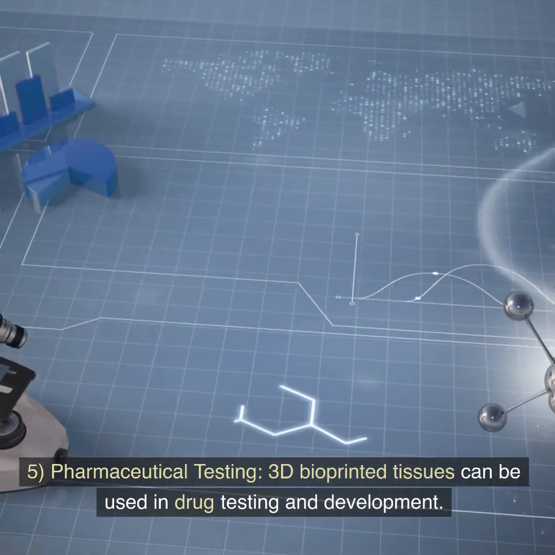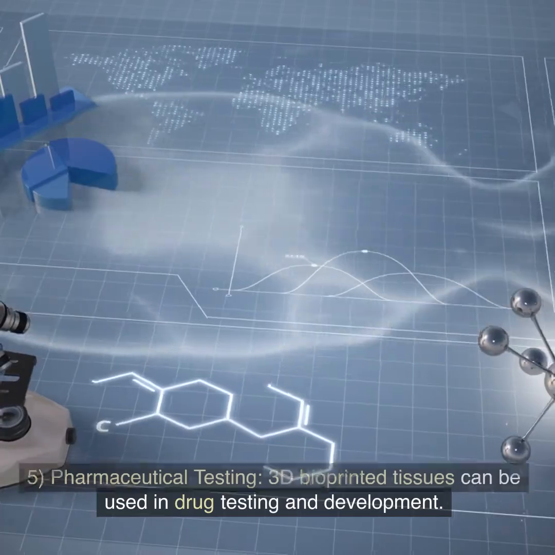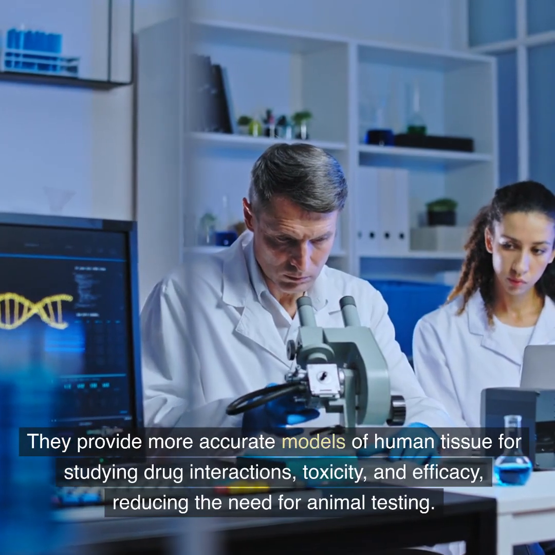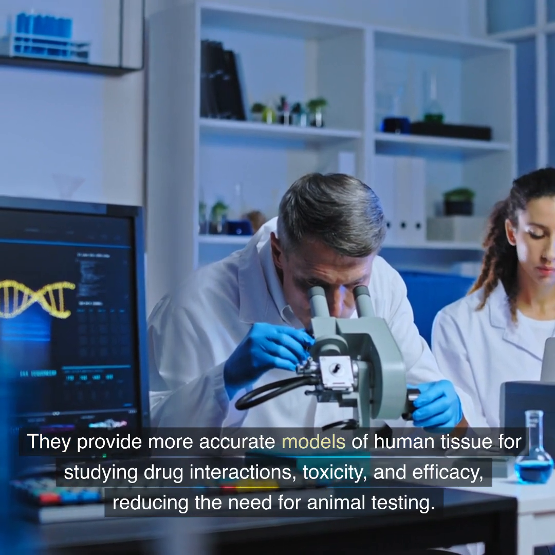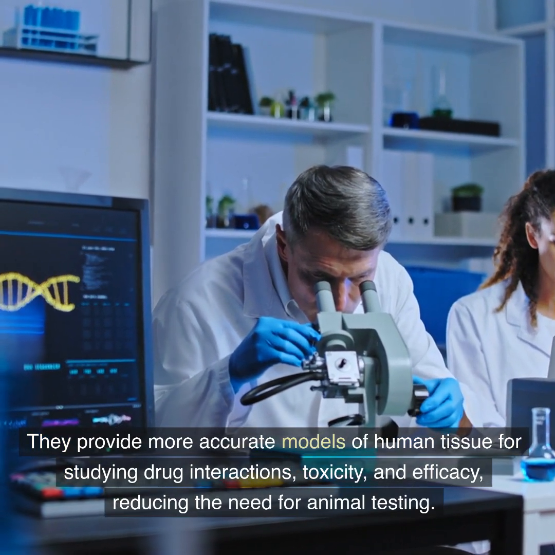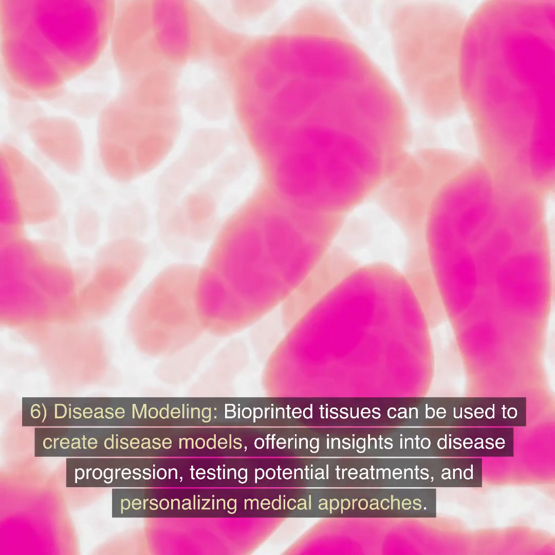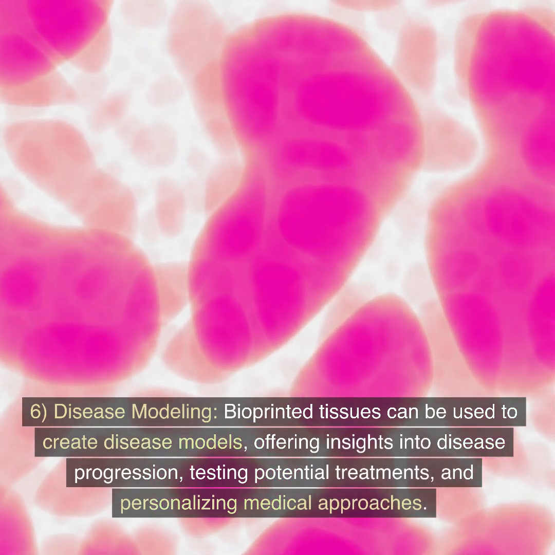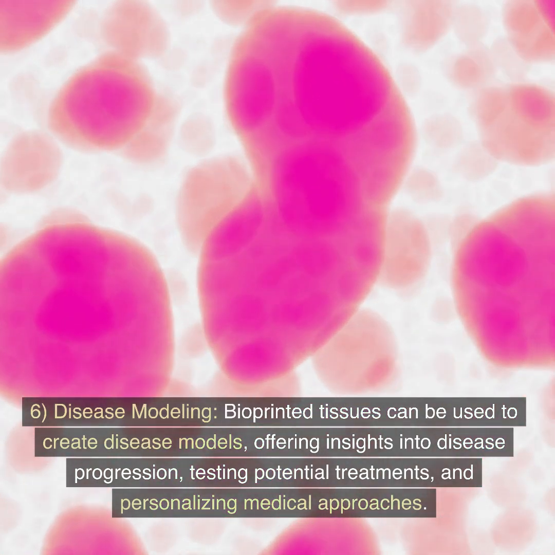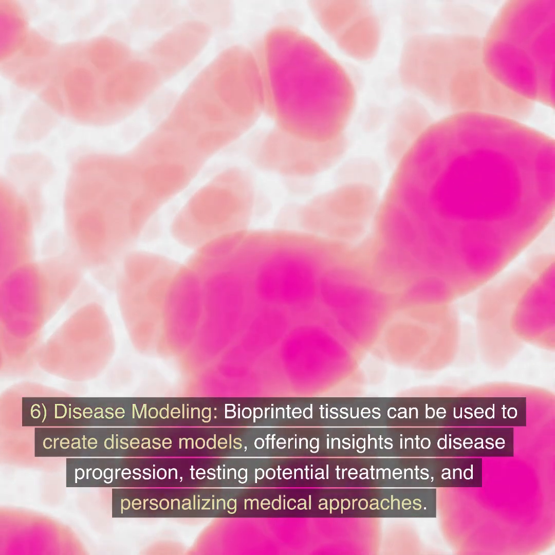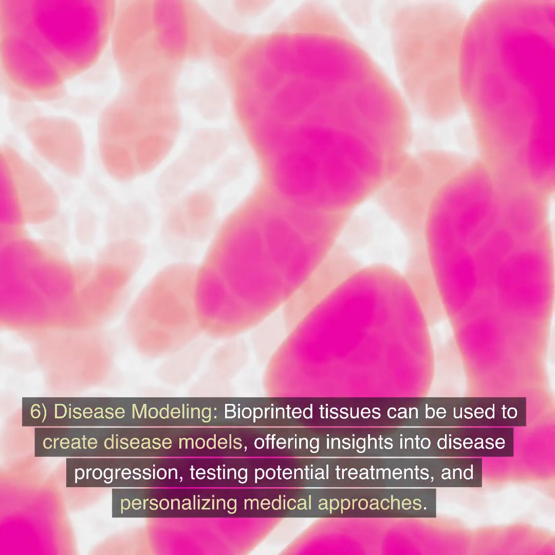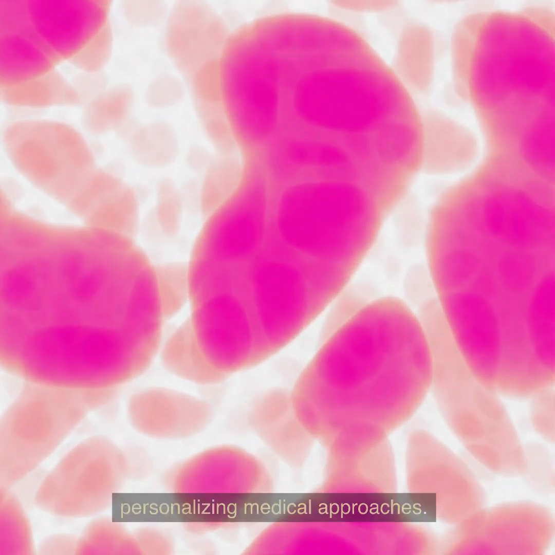3D bioprinted tissues can be used in drug testing and development. They provide more accurate models of human tissue for studying drug interactions, toxicity, and efficacy, reducing the need for animal testing. 6. Disease modeling. Bioprinted tissues can be used to create disease models, offering insights into disease progression, testing potential treatments, and personalizing medical approaches.